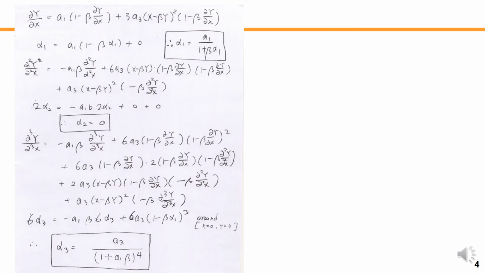So here alpha 1 is a1 over 1 plus a1 beta. This is exactly the same equation that we would expect from the feedback for the first order coefficient. And for the second order nonlinearity coefficient, alpha 2 is equal to 0 because the original amplifier had only third order distortion. The second order distortion term becomes negligible. This happens typically in differential circuits.